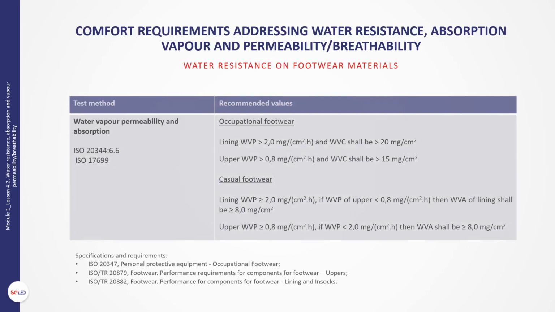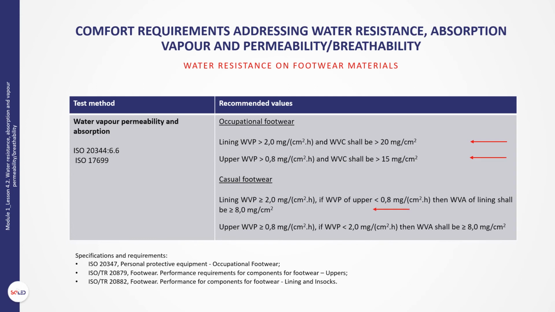Water vapor permeability and absorption. Recommended values for occupational footwear are: Lining, water vapor permeability higher than 2.0 mg per square centimeter per hour and water vapor coefficient shall be higher than 20 mg per square centimeter. Upper, water vapor permeability higher than 0.8 mg per square centimeter per hour and water vapor coefficient shall be higher than 15 mg per square centimeter.